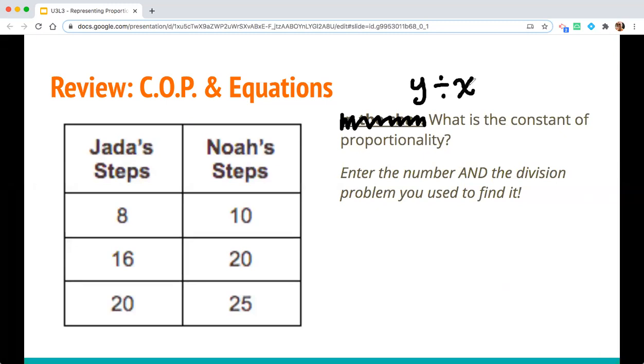So thinking about this problem here, what is the constant of proportionality? Please write your division problem and your answer. So you should have something that is some number divided by something equals the constant of proportionality.